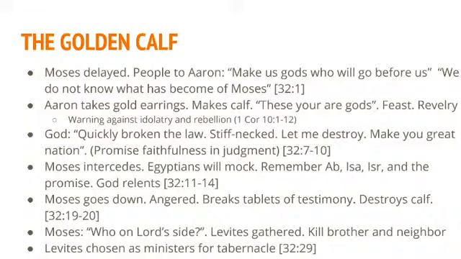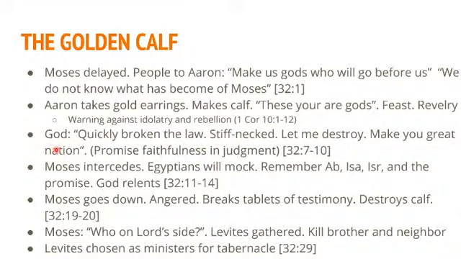So they said to Aaron, make us gods who will go before us. And that's when Aaron takes the golden earrings from the people and melts them down and makes a calf. And they started worshipping that calf and engaging in revelry, so they were feting in essence and celebrating the new god that they created for themselves.